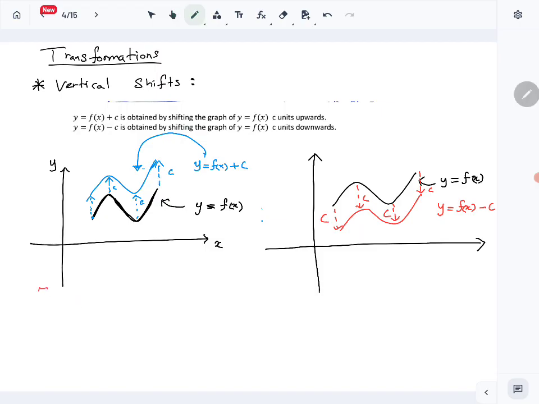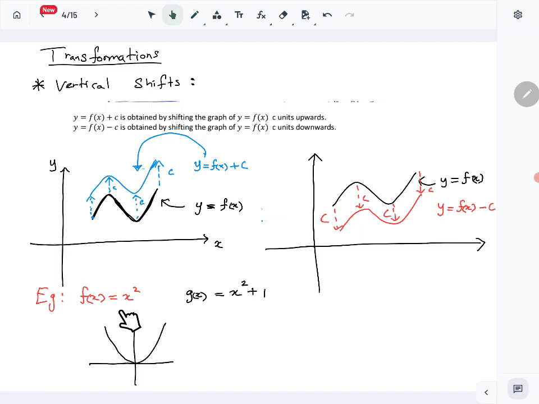So for example, we know this shape, no? f(x) equals x squared. What is that shape? That is the parabola, right? Then how do I get g(x) equals x squared plus 1?